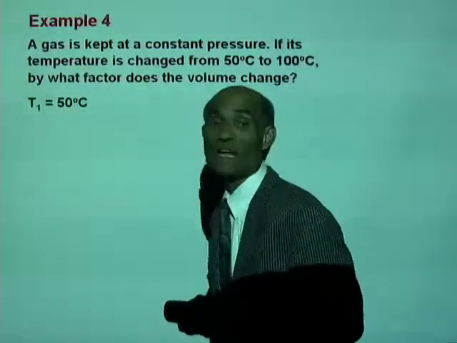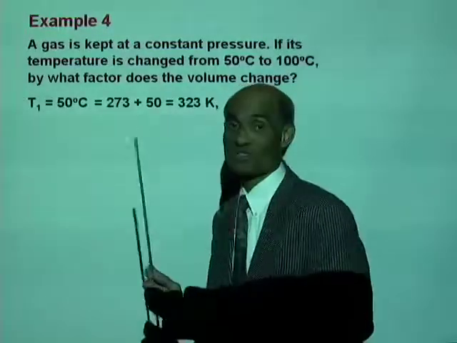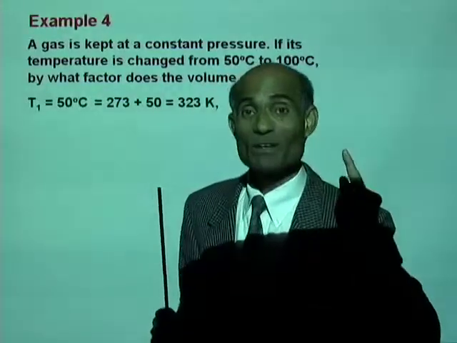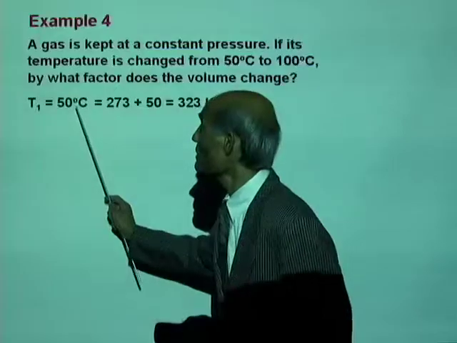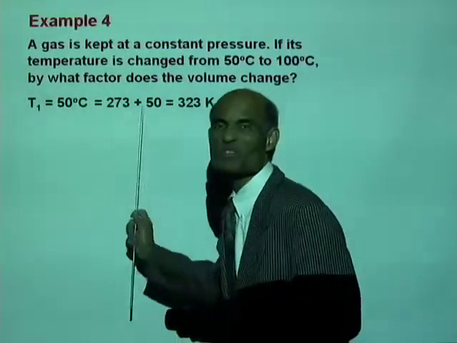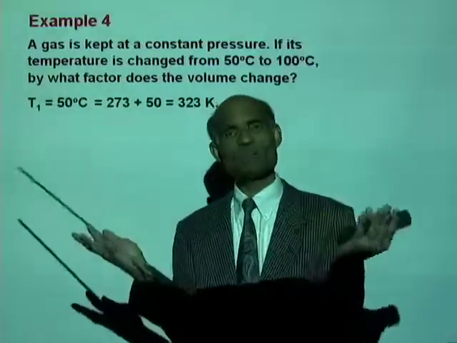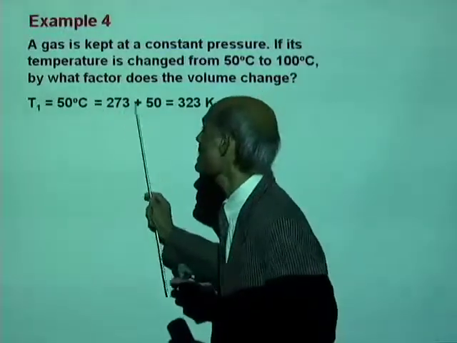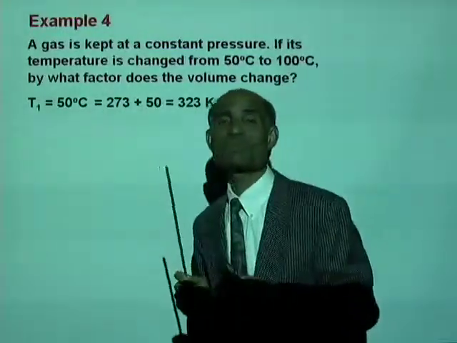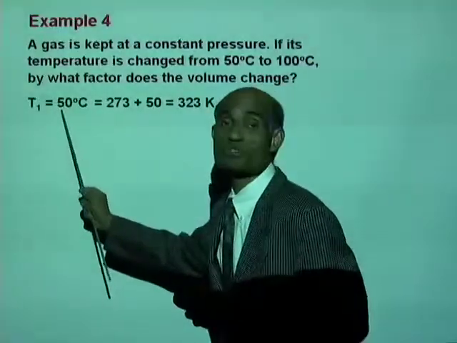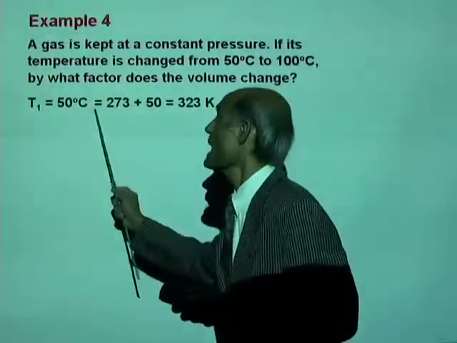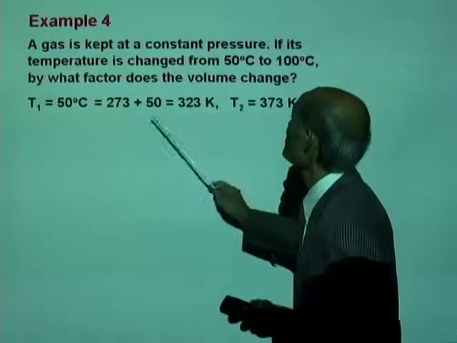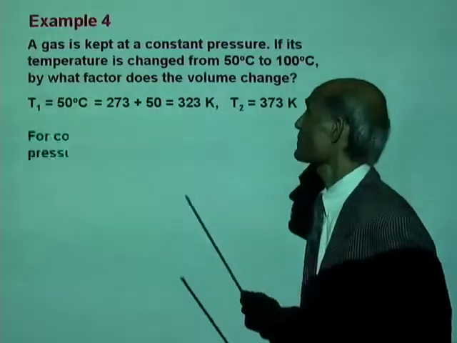First of all, our initial temperature is 50 degrees Celsius. Remember, these laws always use the temperature in Kelvin, so convert the temperature to Kelvin. 50 degrees Celsius is 273.15 plus 50. For the purpose of our calculation, we drop the 0.15. We take 273 plus 50, which is 323 Kelvin. So convert temperature in degrees Celsius to Kelvin by adding 273 to it. T2 is 273 plus 100, 373.